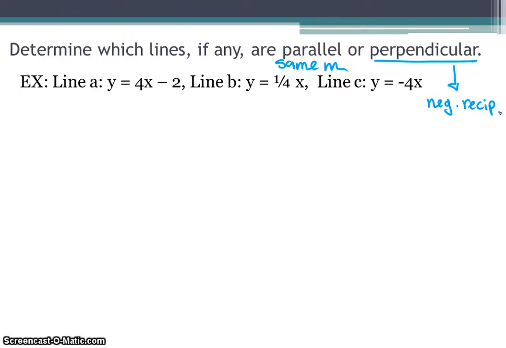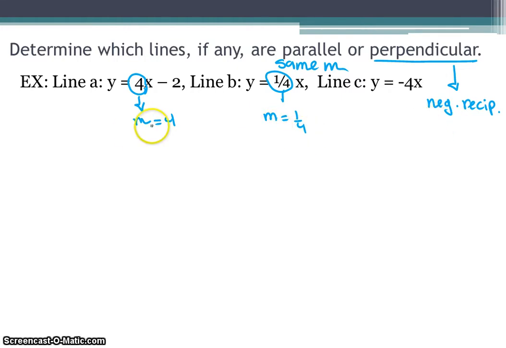Okay, so line A. What's important for line A that we need to know? Well, the main thing that I care about is just the slope. I don't care what the y-intercept is. Can you tell me what the slope is for line A? Line A, your slope is 4. Good. What about for line B, Miss Hygra? My slope is 1/4. So they're not the same slope. They're not the same, but they are reciprocals, but they're not the negative reciprocal.